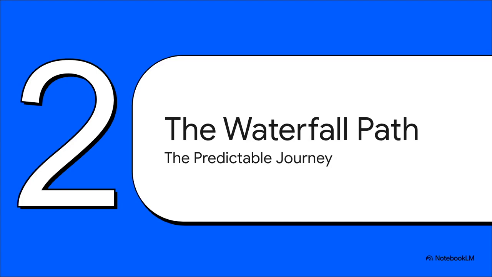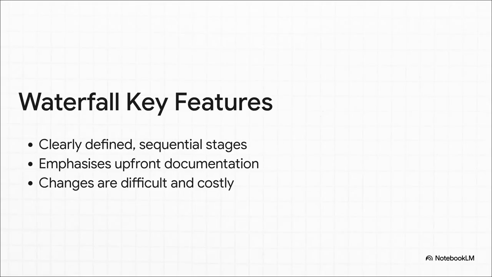All right, so we've got our map. Let's look at the first major route you can take. This is the traditional, straight-line, predictable journey, the waterfall model. Just think of a literal waterfall. It's a series of steps, and the water only flows one way, down. You have to finish one entire phase before the next one can even begin. All the planning has to be done, signed off, and locked in before you can start designing. And all the design has to be perfect before a single line of code gets written.